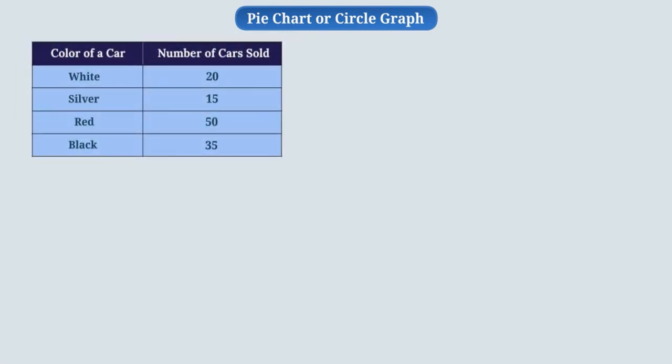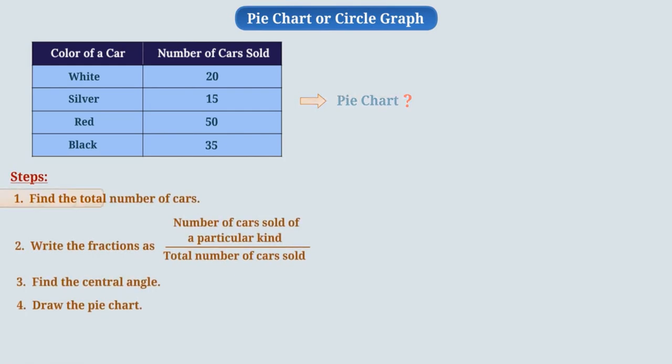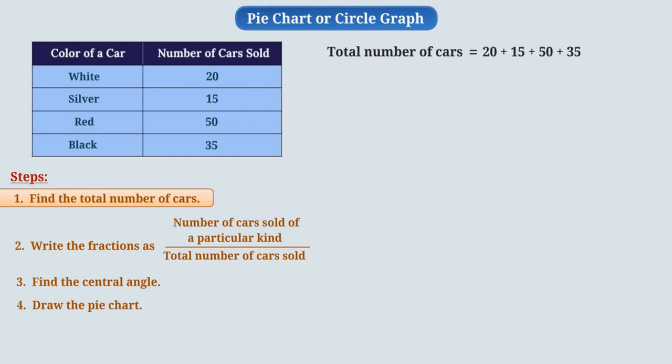Now, let's learn how to draw a pie chart with an example. A car seller collects the following data of cars sold in his shop. Let's represent the data using a pie chart. You can follow the following steps. Step 1. Find the total number of cars. Here, total number of cars is equal to 20 plus 15 plus 50 plus 35 is equal to 120.